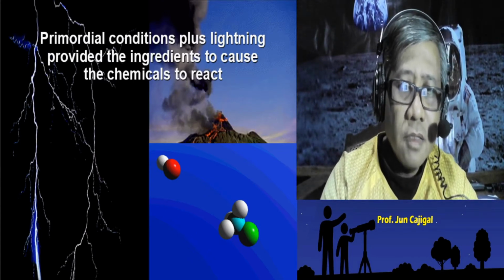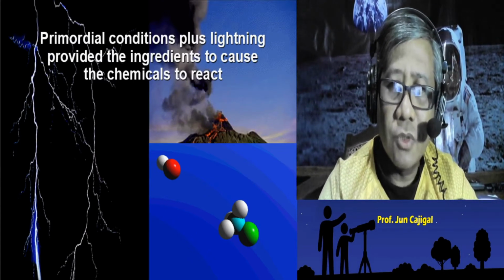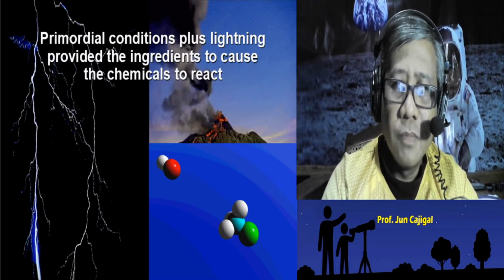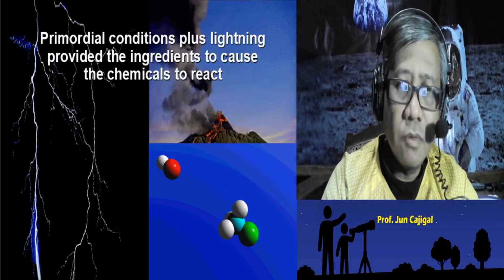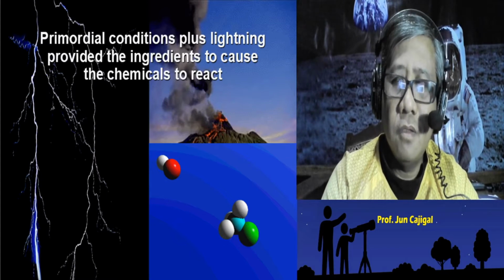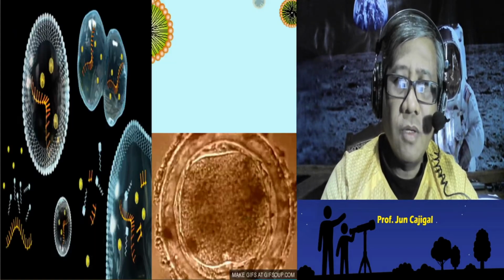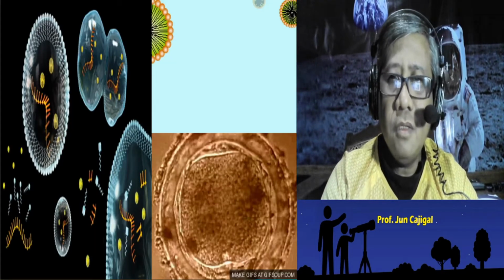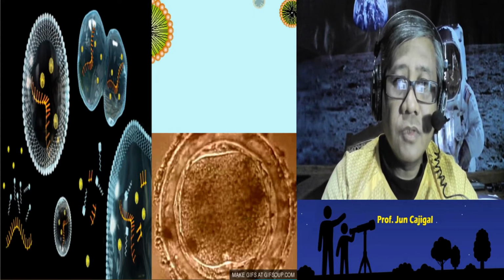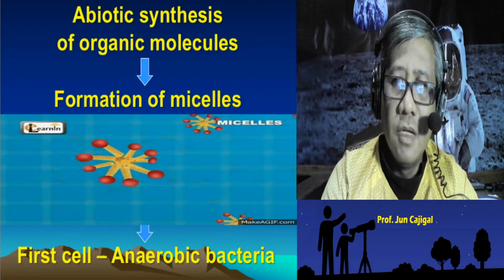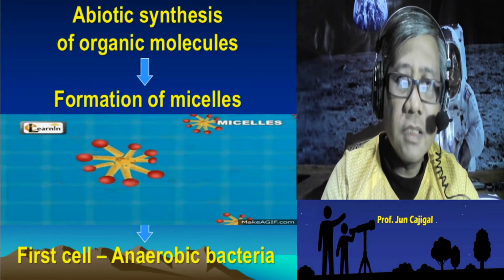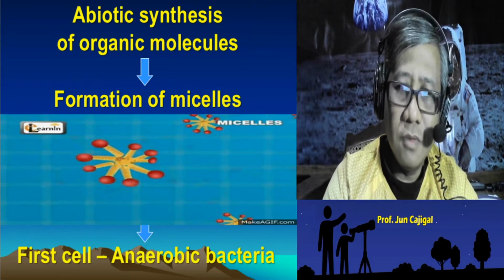It provided some sort of chemical reactions to occur. So these primordial conditions plus lightning as the electrical source provided the ingredients to cause chemicals to react. Eventually these chemical reactions would lead to the formation of the first living cell. So in biology, we call this the abiotic synthesis of organic molecules.